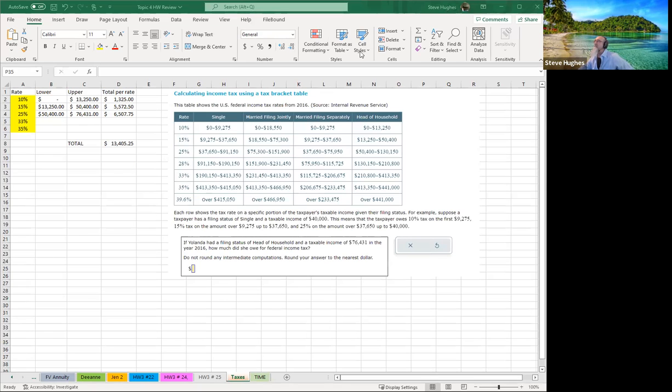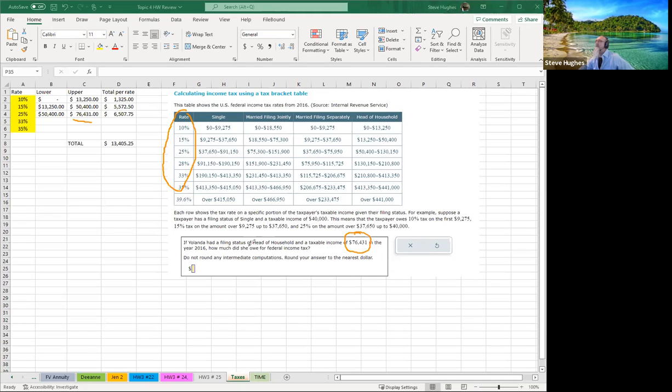You can see here that my question said that the person makes $76,431 per year. So I set it up this way. All right. So let's go through here together and just take a minute. First of all, set up the tax rates, right? That's just the values in this column.